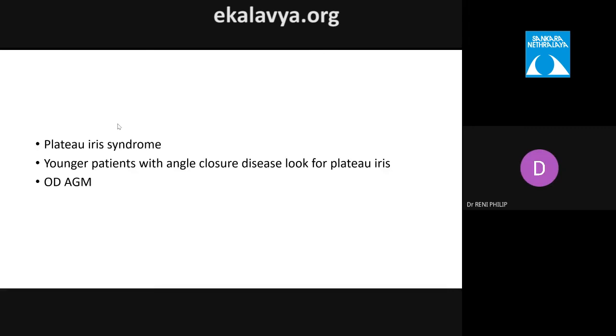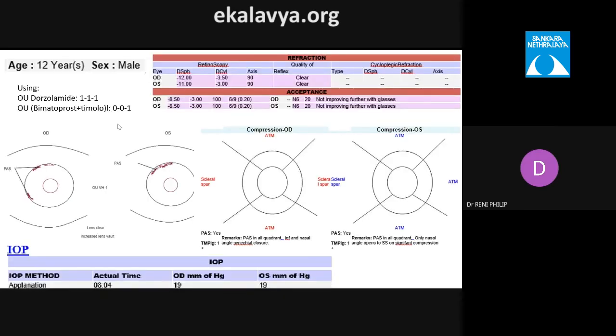In this patient, since the IOP was elevated in the right eye pre-dilatation, the patient was put on AGM in the right eye despite a healthy disc. And this is the fourth case. A 12-year-old male presented with refraction of minus 8.5 in both eyes, improving up to 6/9. The child was using dorzolamide thrice daily and a combination of bimatoprost plus timolol once at night.